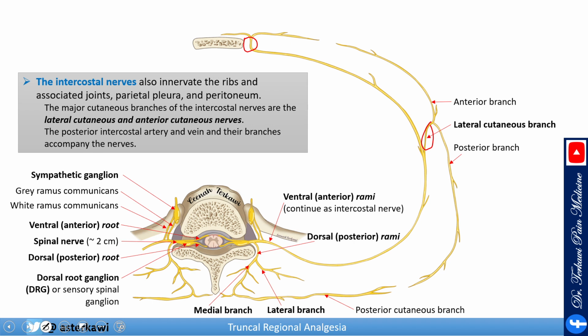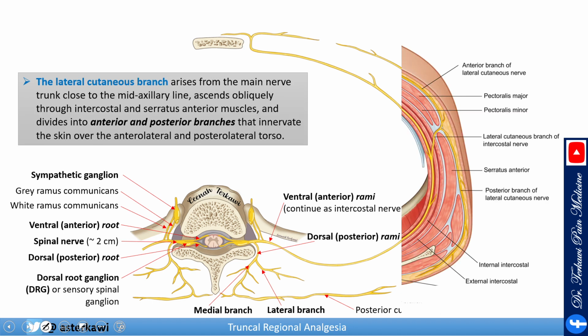The lateral cutaneous branch further divide into anterior and posterior, and it's important to know that the intercostal nerve run together with the intercostal artery and vein, which is an important landmark. So what is also important to know is where these branches happen.